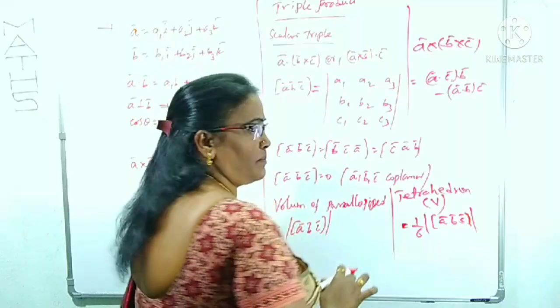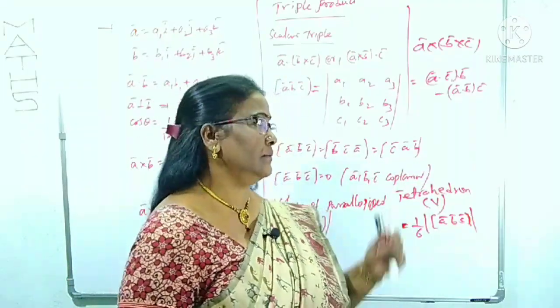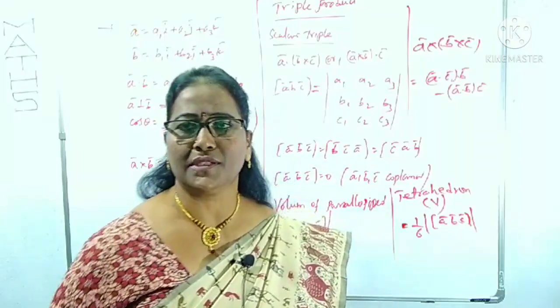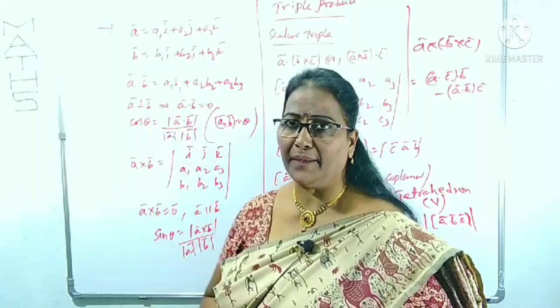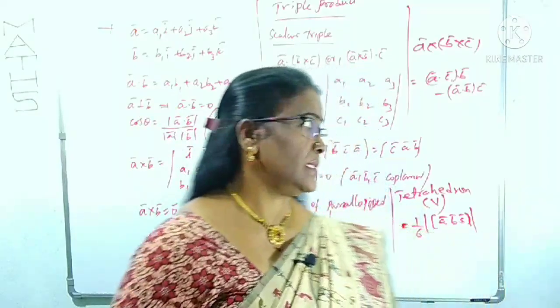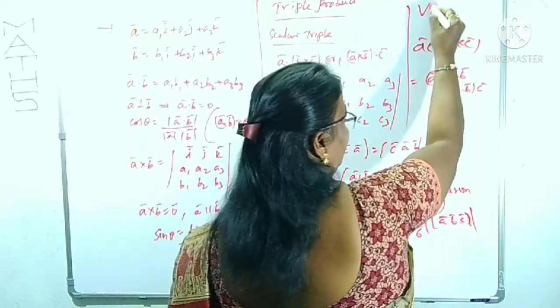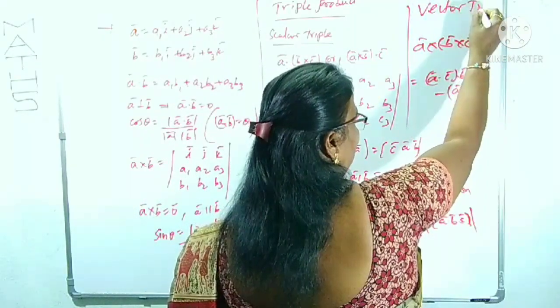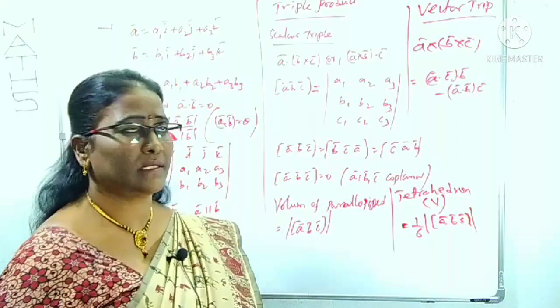This is A cross of B cross C. In dot product we can write it easily, and we can use the dot product in a very simple way. You know what is the dot product of two vectors? Already mentioned here. Clear? What is A cross of B cross C? This is called the vector triple product.